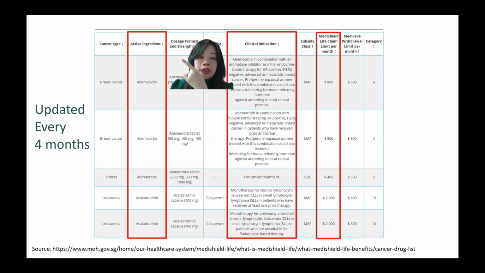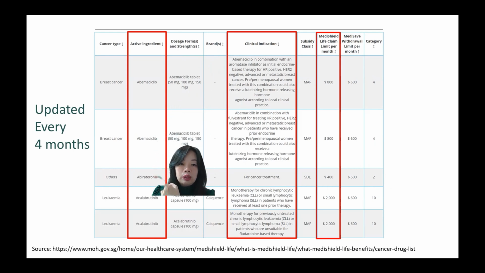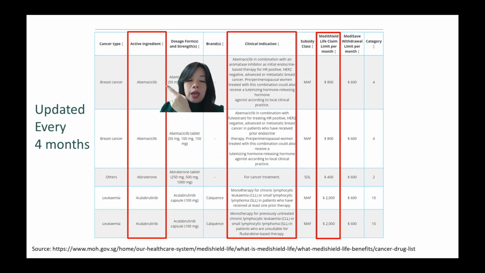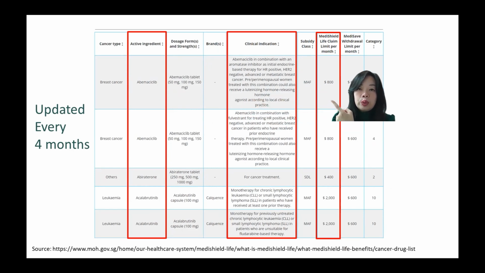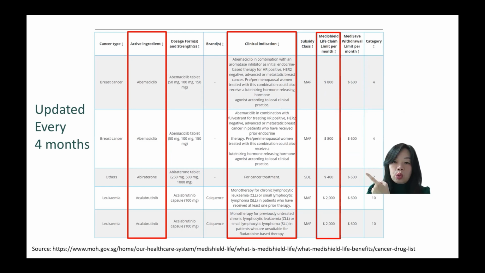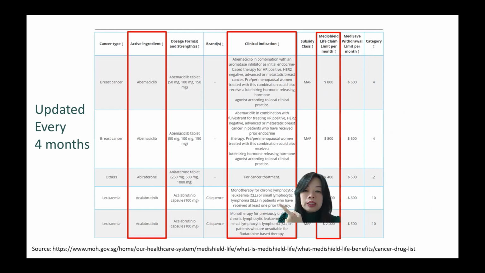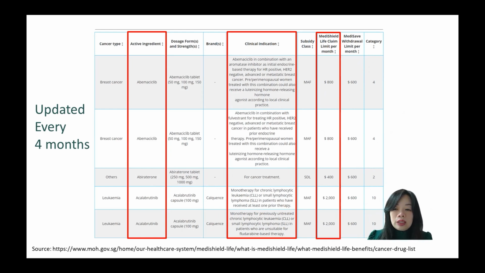So as you can see over here, you will see the name of the drug, which is the active ingredient. And based on each drug, there will be a clinical indication. That means the kind of condition that resulted to need this medication. And of course, you will see over here the Medishield life limit per month. So that is how you read this cancer drug list. So this cancer drug list will be updated every 4 months.